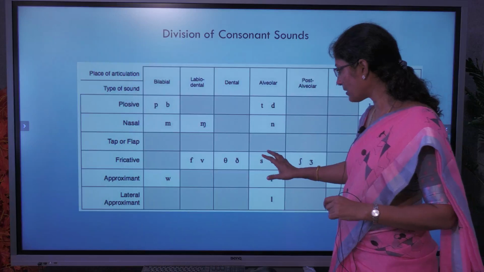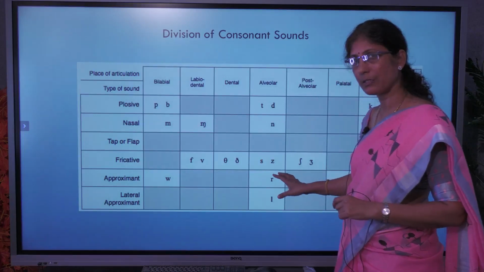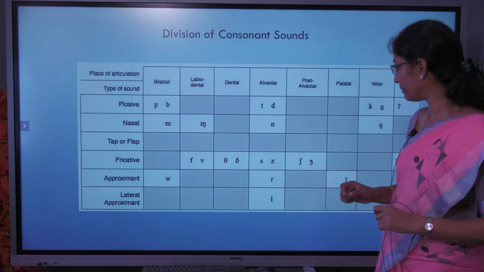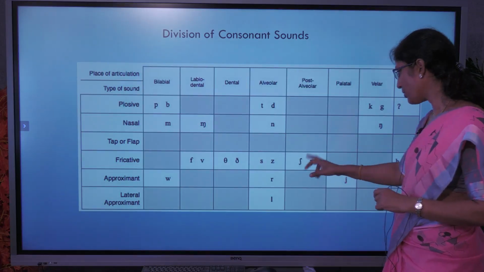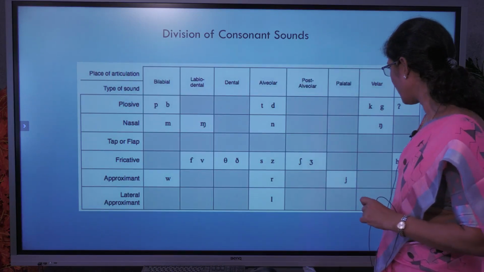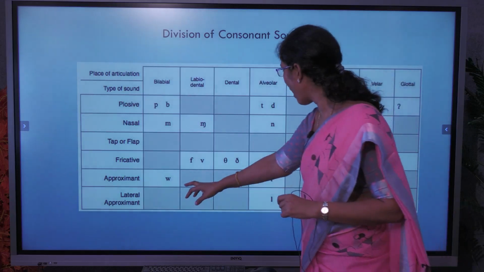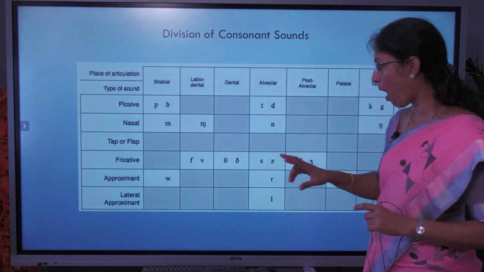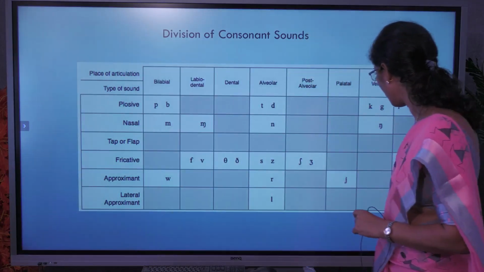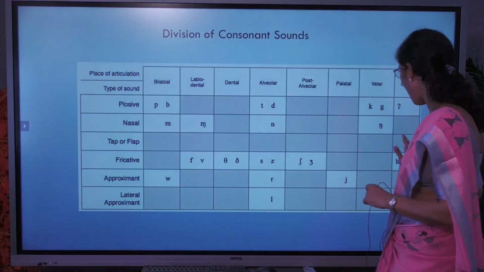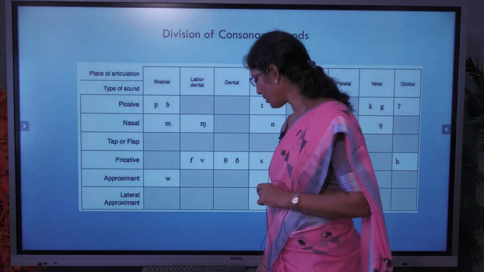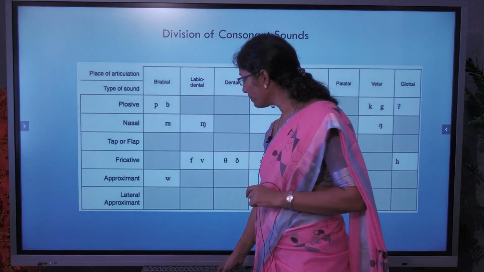We have only s, we don't have z. We have ja, but we don't have z. Sh we have, but we don't have zh. Next, wa: we have va, but in English va and wa are two separate sounds, and we use only va. Ya we have, ha we have, no problem. So this is about the classification of consonant sounds.